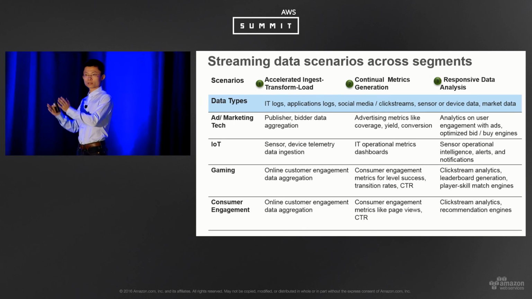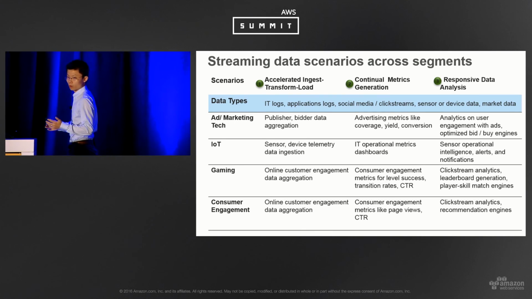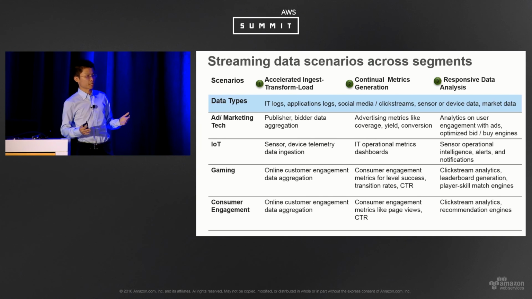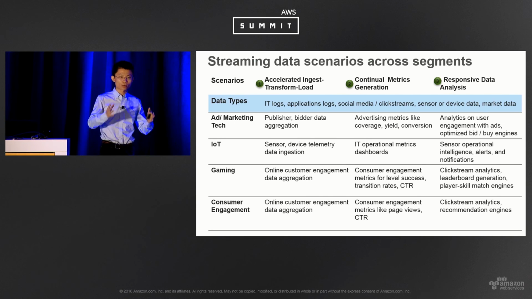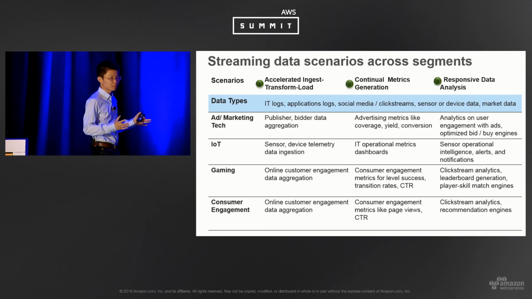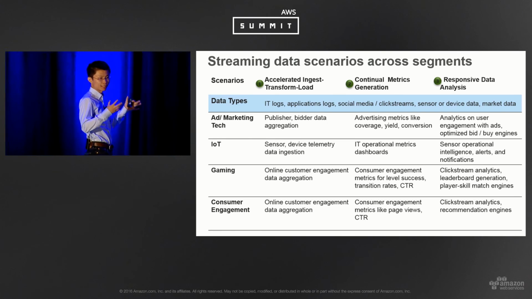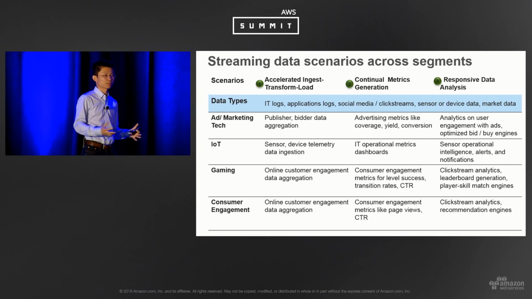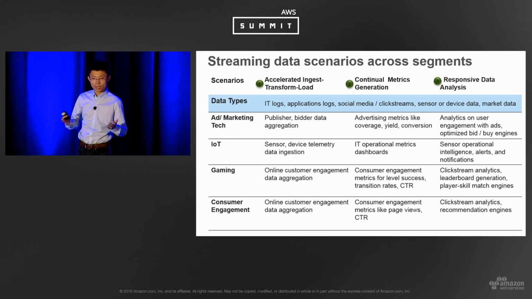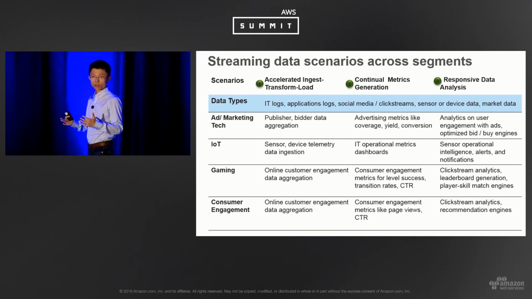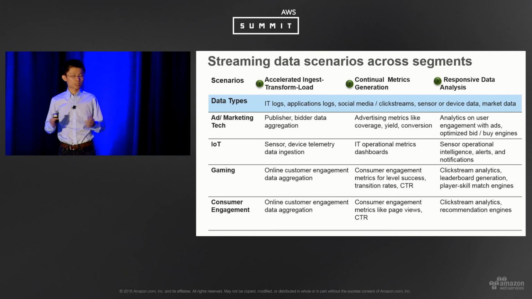Then people move to the second phase, which is what we call continual metric extraction. What it does is you ingest all your data as a continuous stream, and at the same time, in real time, you extract metrics, gain insights, and analyze the data directly out of the data stream. And at Amazon Kinesis, we have particular services catering to these different scenarios.